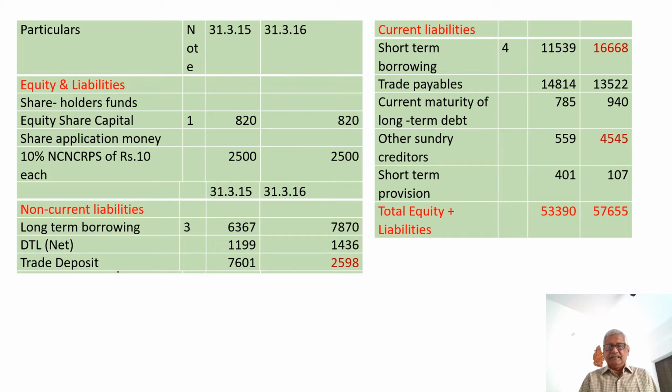Now I have shown the balance sheet. It comes in the vertical form, but considering the non-availability of adequate space, I have put it parallelly. It starts from equity and liabilities, followed by non-current liabilities, followed by current liabilities. Then all the three heads put together, we have total equity and liabilities.